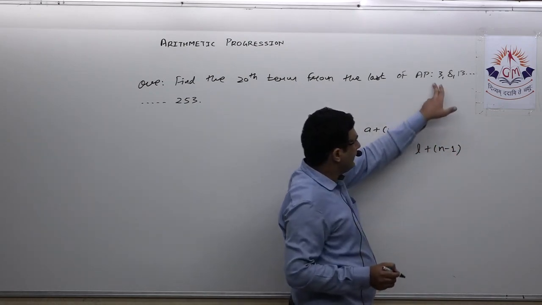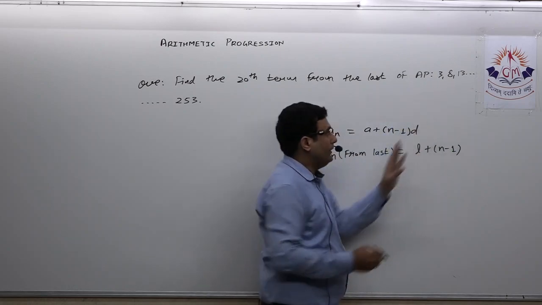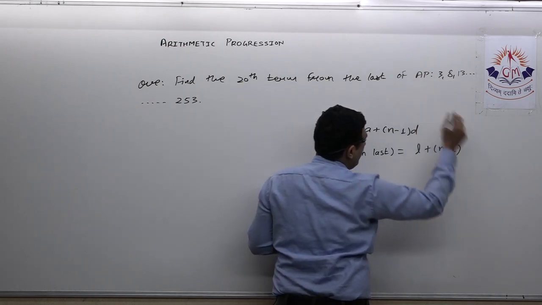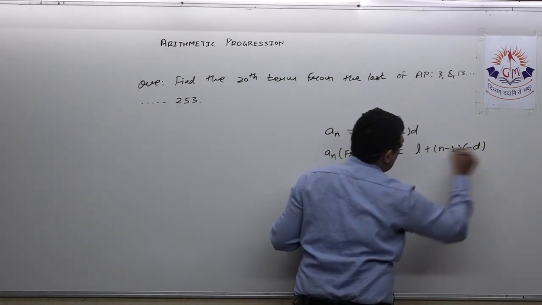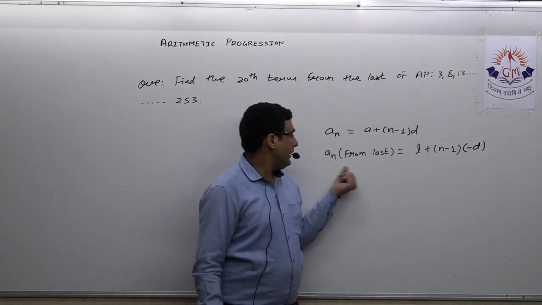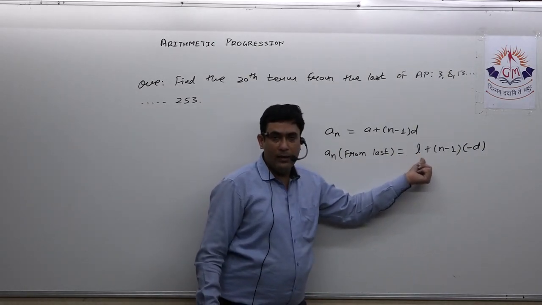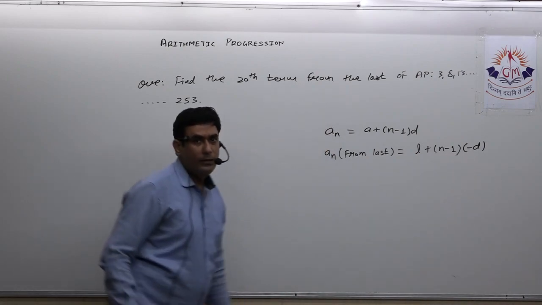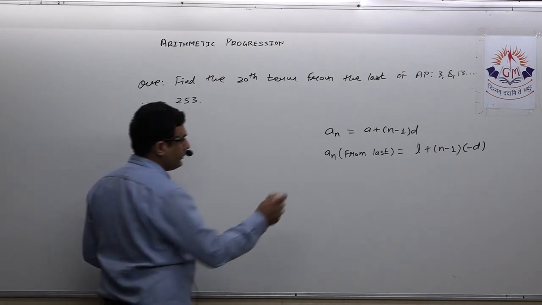Now, over here d is 8 minus 3. But as I am counting the numbers from the last, d will be reversed. So at the place of d, I will put minus d. So simply remember this formula: a_n from last is equal to l plus n minus 1 multiplied by minus d. Find the d as you find and just put a minus sign.